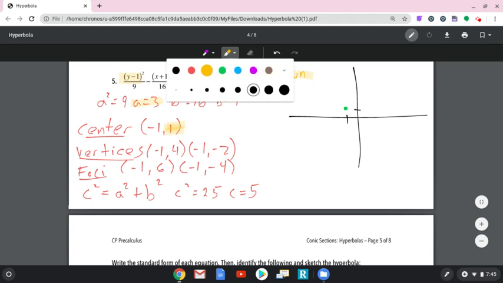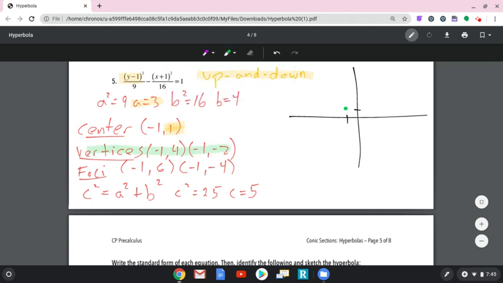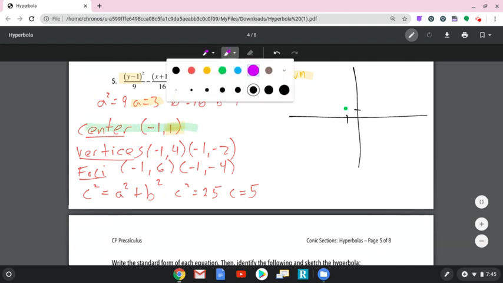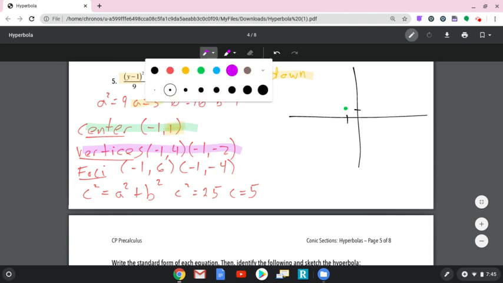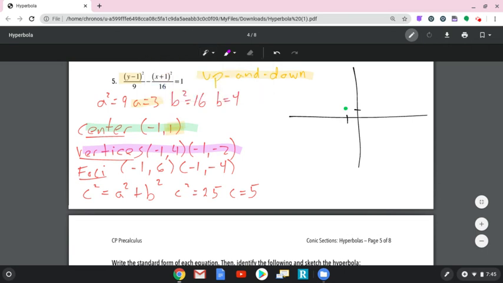Hold on. So here's my center. I wanted my center in green. My center's green. I'm going to then put my vertices in purple. My vertices are in purple. So if I do my vertices in purple, I'm actually going to make more lines.